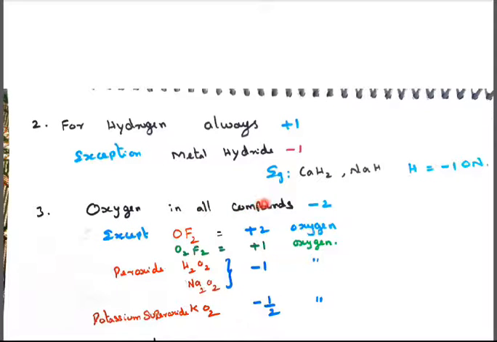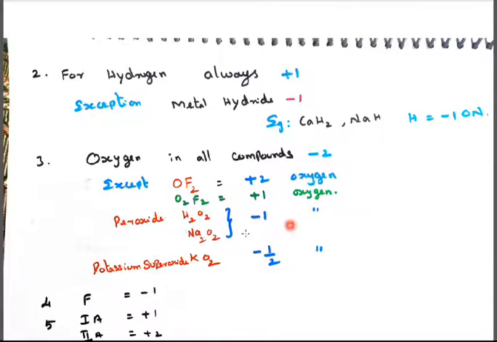Oxygen, almost all compounds will carry -2. Some exceptions are there in fluorine compounds only. Fluorine compounds, for example, OF2 and O2F2, will carry a plus charge: in OF2 oxygen is +2, in O2F2 oxygen is +1. And H2O2, hydrogen peroxide, and sodium peroxide, this is called peroxide. In peroxide, oxygen valency is -1. In superoxides, for example potassium superoxide, KO2, the oxygen valency is -1/2. Please learn these exceptions by heart, you will score many more marks.